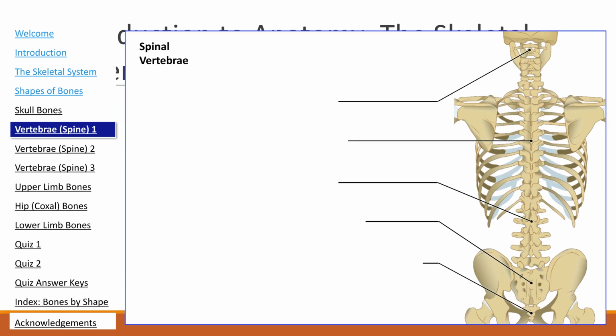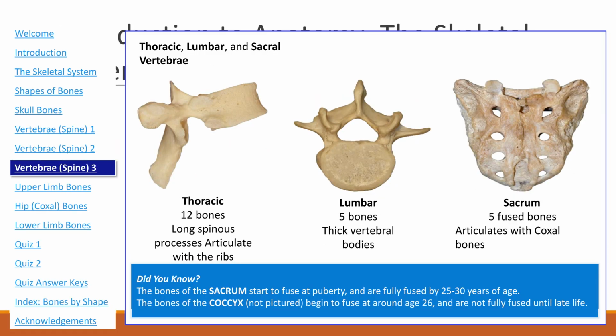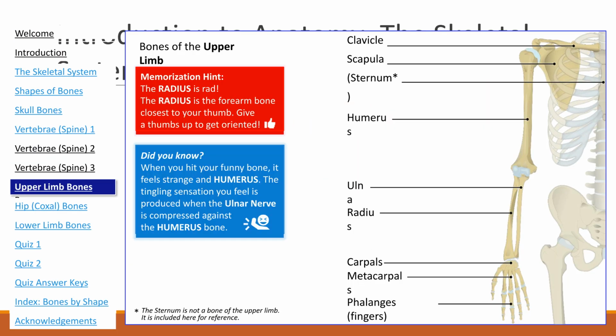The spinal vertebrae are categorized into 5 regions: cervical, thoracic, lumbar, sacrum, and coccyx. Here is an unlabeled diagram of the spinal vertebrae for self-review. The cervical vertebrae include C1, the atlas, which allows nodding, and C2, the axis, which allows head rotation. The thoracic vertebrae are 12 bones that articulate with the ribs.